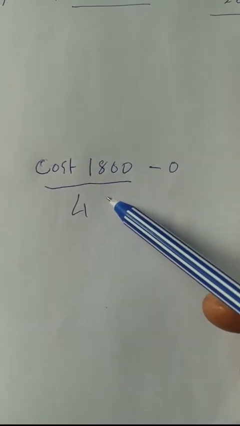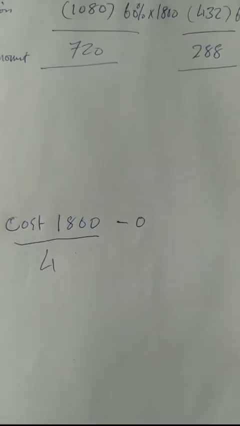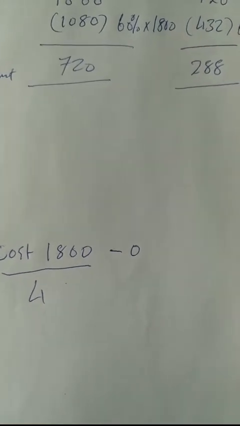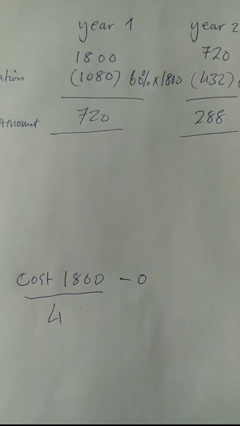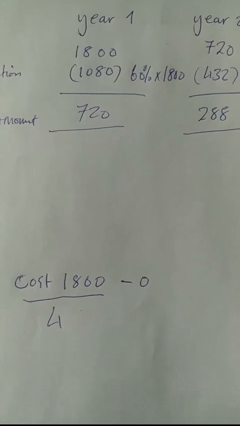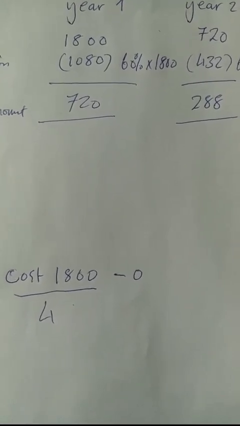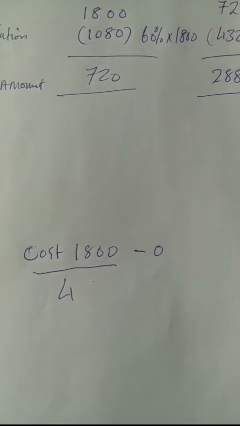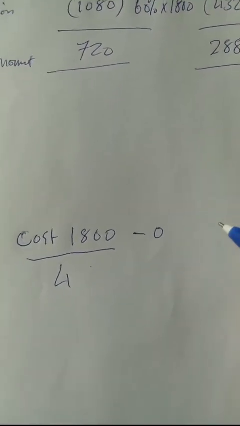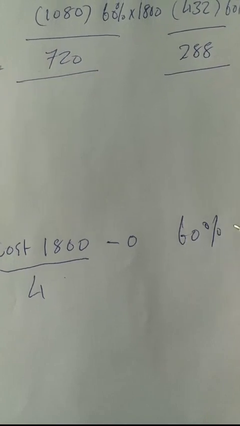straight line method. But under the reducing balance method, we use percentage, and then let's see the percentage that the question gives. Okay, the question is calculate depreciation using the reducing balance method at the percentage of 60% per annum. So 60%, that's the percentage they've given us for depreciation per annum.